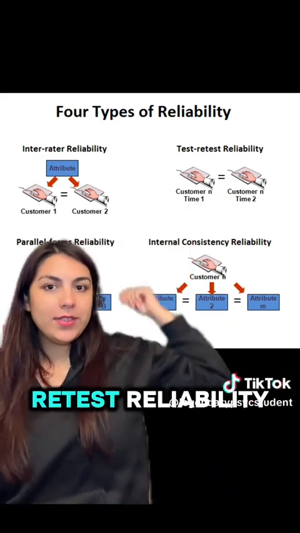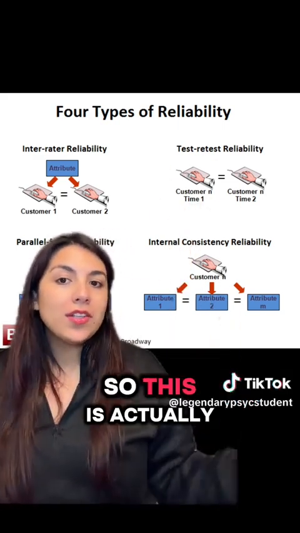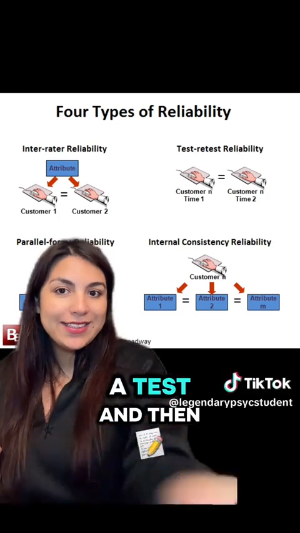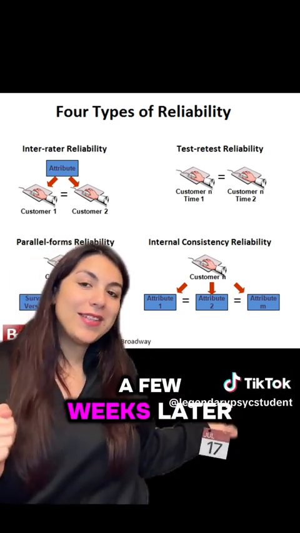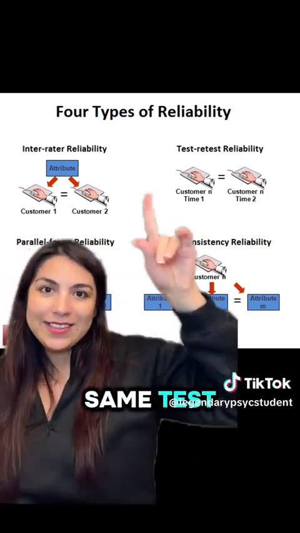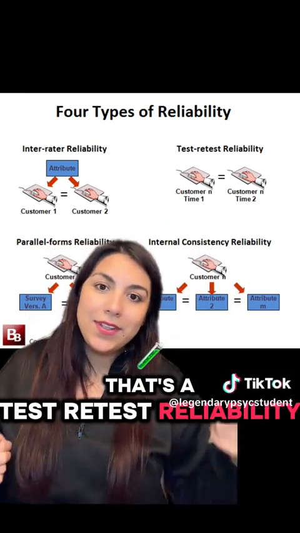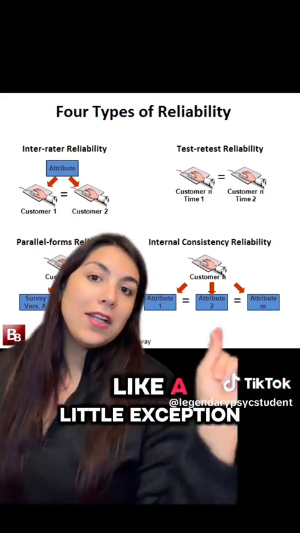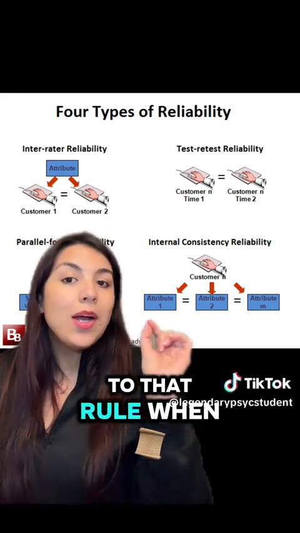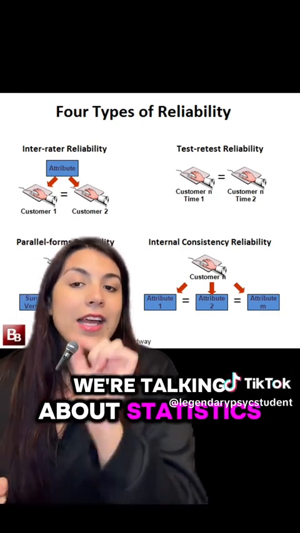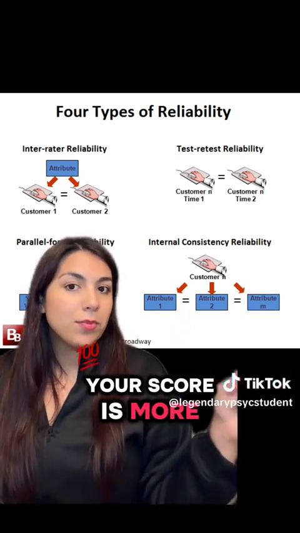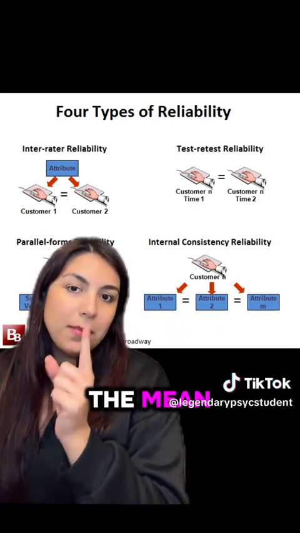Starting with our test-retest reliability. This is actually quite simple. If I give you a test, and then a few weeks later, I give you the same test, that's test-retest reliability. Are you going to get similar scores? Now, a little exception to that rule, when we're talking about statistics, if I give you the same test 2 weeks later, your score is more likely to move towards the mean.